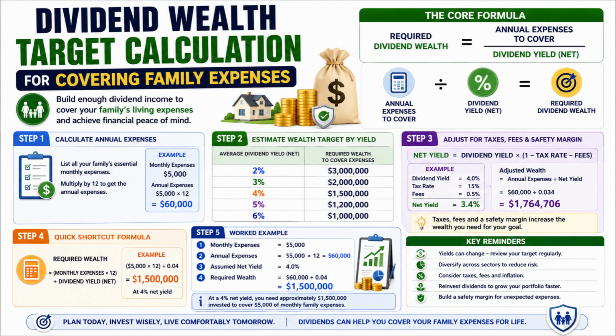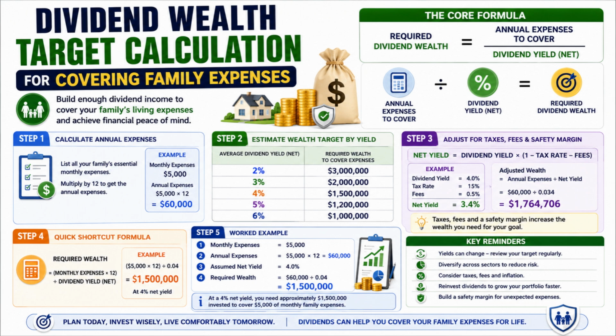Now, using the adjusted formula, required wealth equals annual expenses divided by net yield. So, if annual family expenses are $60,000 and the net yield is 3.4%, the adjusted wealth target becomes about $1,764,706. This shows why it is important to consider real income after taxes, fees, and possible reductions.